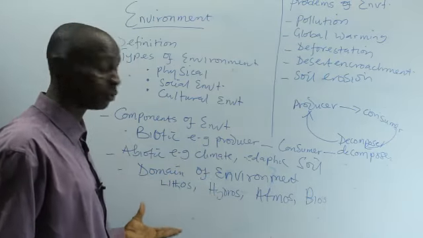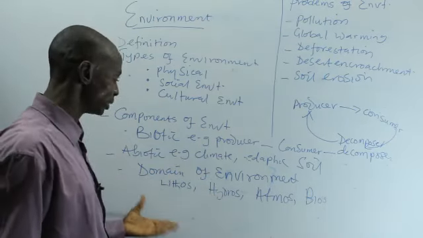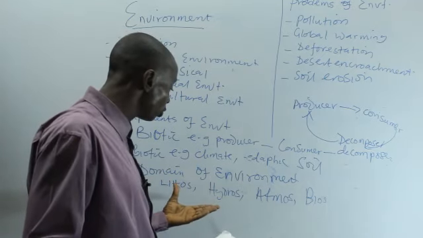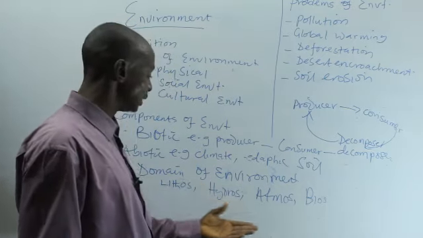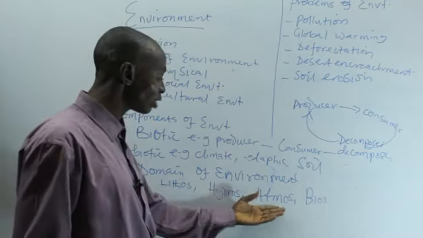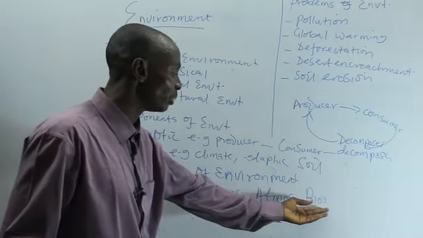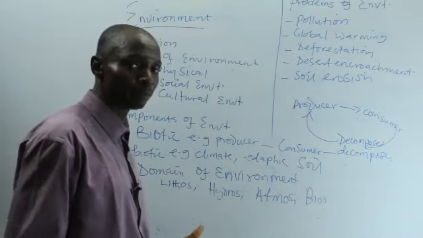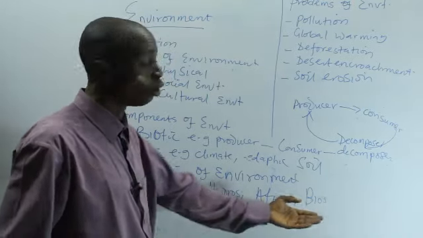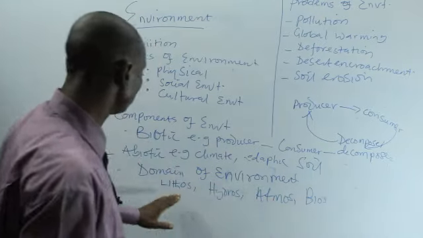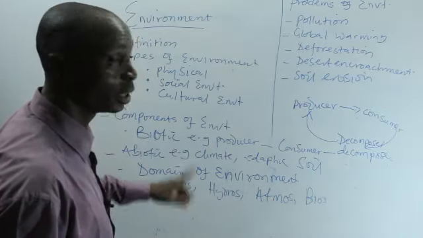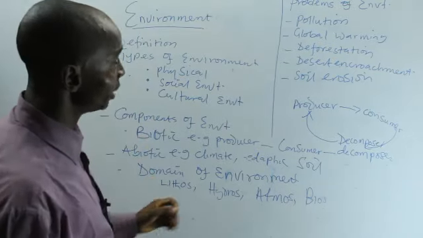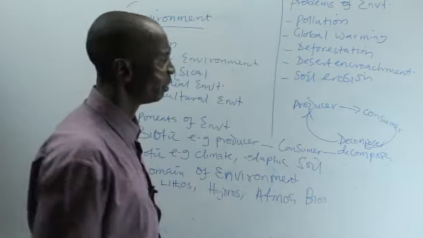So when we are talking about the domain of the environment, we talk about the lithosphere, the solid parts of the environment. We have the hydrosphere, the part of the environment that is made up of water. Then we have the atmosphere, the part of the environment that is made up of air and gases. Then we have the biosphere, that is the part of the environment that is occupied by life, either man, animals, or even plants. So these are the domains. We have discussed this extensively when we were looking at the structure of the earth. Now, let's look at the problem of environment.